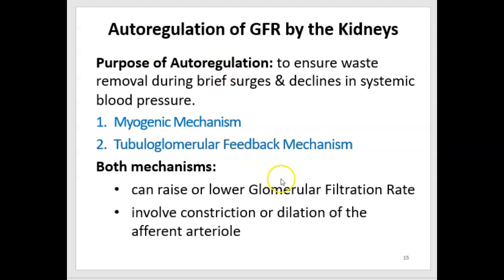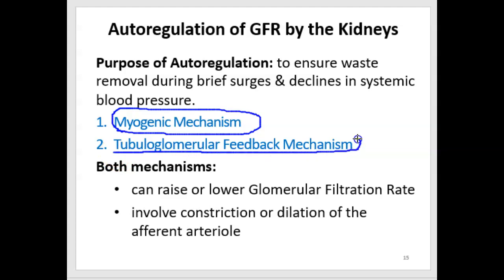So there are 2 mechanisms, and both of these mechanisms can either raise or lower glomerular filtration, and both involve the afferent arteriole, either constricting it or dilating it. Now the names of the 2 mechanisms are the myogenic mechanism, and I hope myo makes you think of muscle, so they're going to have some sort of muscular mechanism. And then the second mechanism is called, it's pretty long, the tubuloglomerular feedback mechanism.